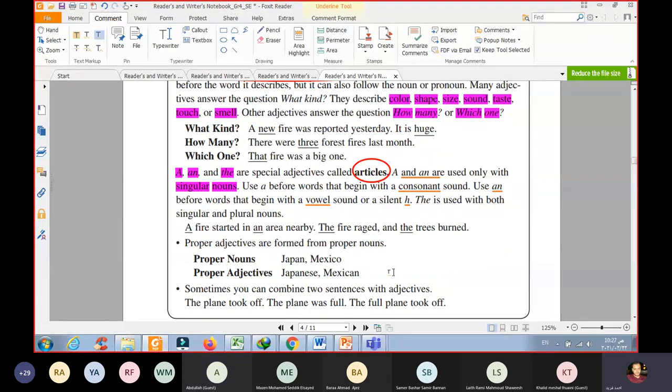A fire started. Look here: a is followed by a word that starts with a consonant. F is a consonant, by the way. And here, an is followed by a word that starts with a vowel, like area, nearby.